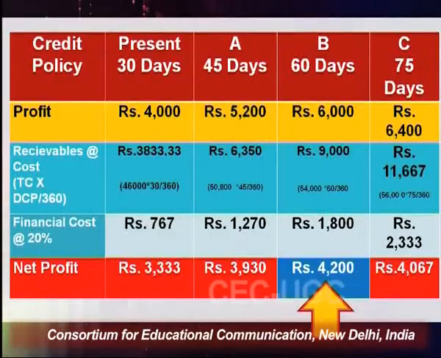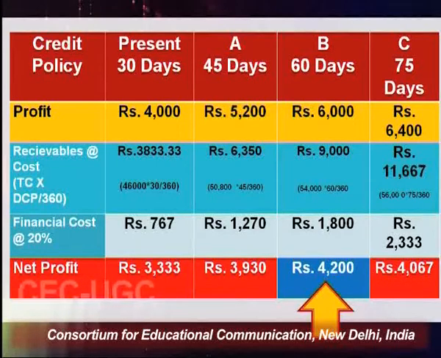And here in this question, the only cost which is mentioned is the financial cost. So we first calculate receivables at cost, which I have just told you how to calculate, and on those receivables we charge interest. The rate of interest is 20%. We have calculated it. Now this interest needs to be deducted from the profit in order to arrive at the effective net profit. And once it is deducted, for the first option, the present option, the net profit becomes 3333, which was earlier 4000 rupees.